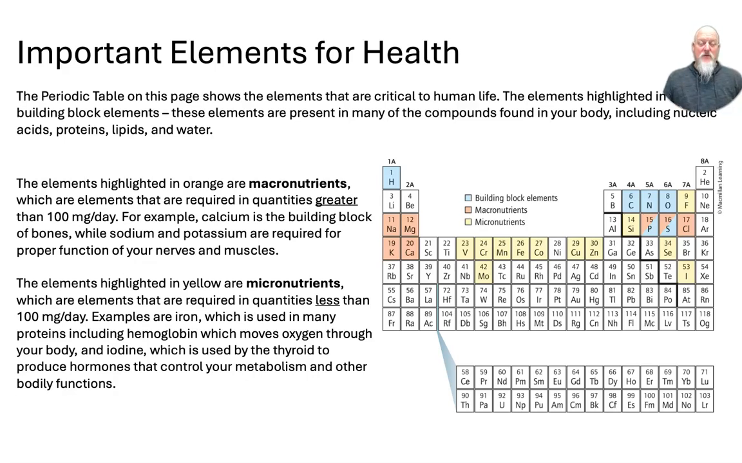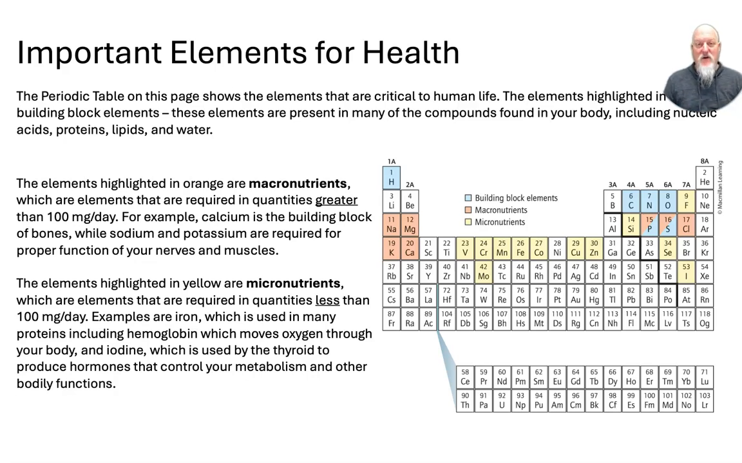Okay. Macronutrients, so elements that you need more than 100 milligrams a day, are highlighted in orange. And that's going to be your sodium, your potassium, your calcium, your magnesium. And then chlorine, sulfur, and phosphorus are also considered macronutrients. And then micronutrients are the other elements you need, but in less quantity. So less than 100 milligrams a day. And that's going to be iron, manganese, cobalt, copper, zinc, selenium, iodine for thyroid, fluorine for teeth, silicon, vanadium, chromium, molybdenum.